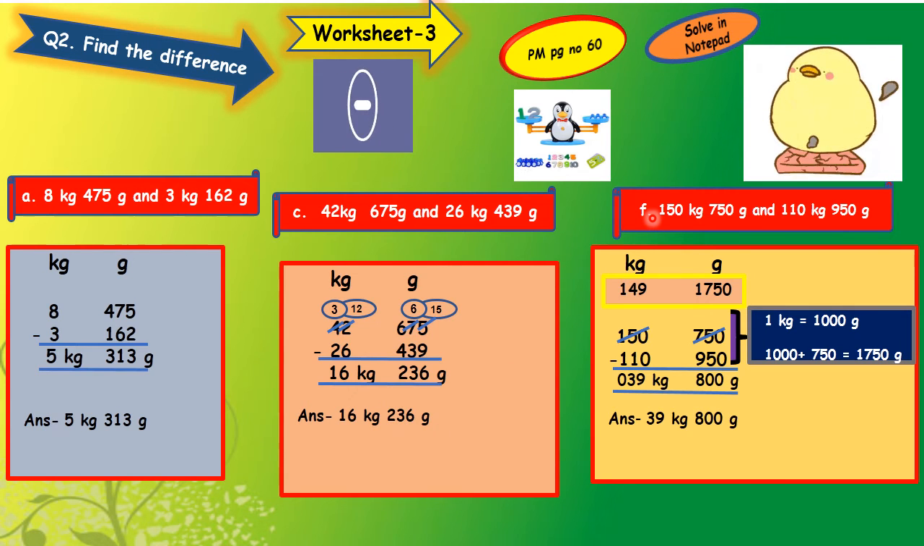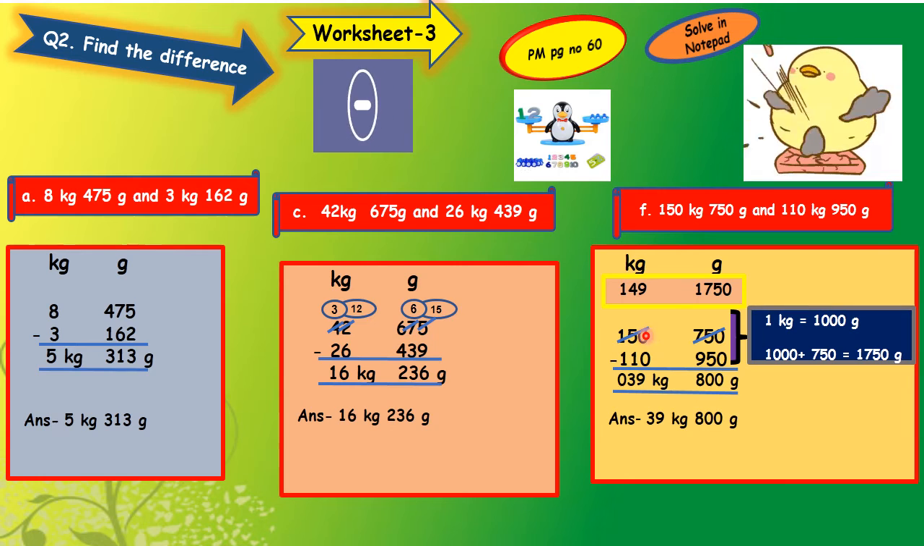Now here in question F, 150 kg 750 grams and 110 kg 950 grams. So children, look here, after arranging the numbers, it's not possible to subtract 950 from 750, as 750 is the smaller number than 950. So we shall borrow 1 kg from this 150.